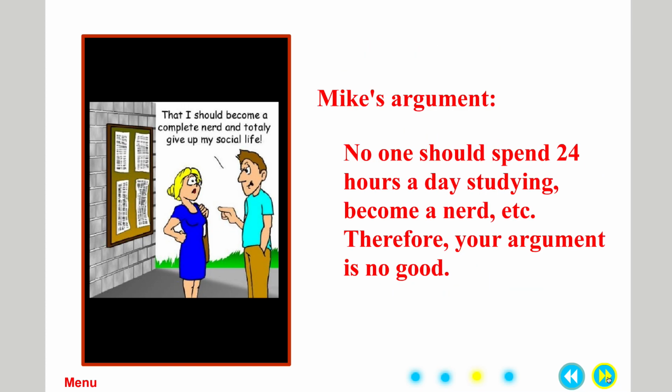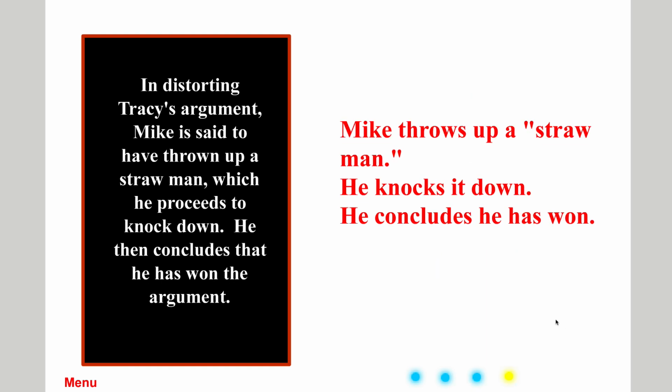Okay. As you see, no one should spend 24 hours a day studying, become a nerd, therefore your argument is no good. That's his argument. In distorting that argument, Mike is said to have thrown up a straw man, which he proceeds to knock down. He then concludes that he has won the argument. That's the sad part: often when people use the straw man argument, they think they've won, when in fact, they've done anything but.